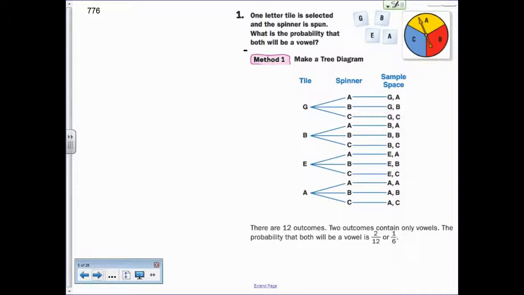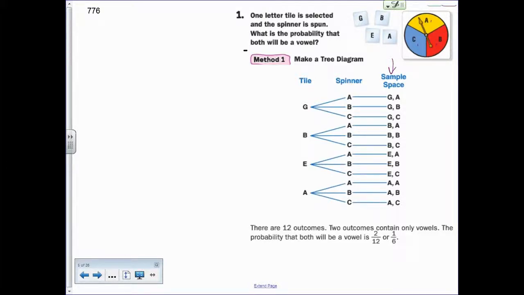If you look at this example number 1 on 776, one letter tile is selected and the spinner is spun. What is the probability that both will have a vowel? Well, there's 4 different choices of letters here, so we could list those letters down the left-hand side, and then branch off of each one to bring in what you could spin, either an A, a B, or a C. And that will give us our sample space over here on the right-hand side. You can see that there are 12 things in the sample space.